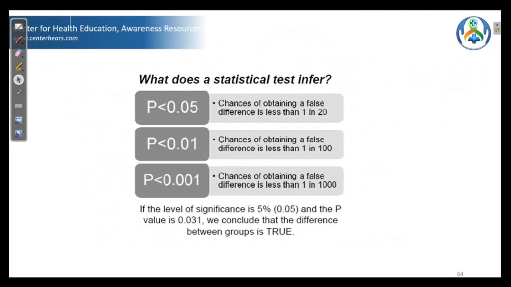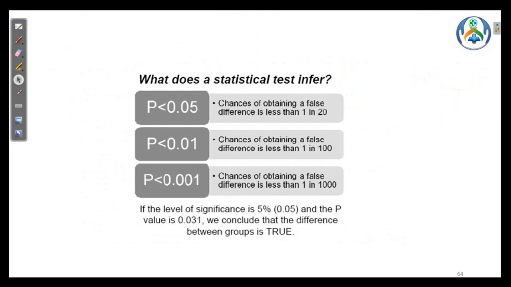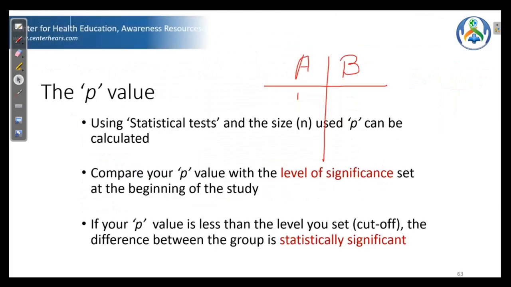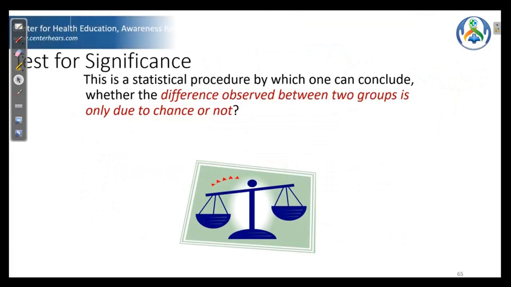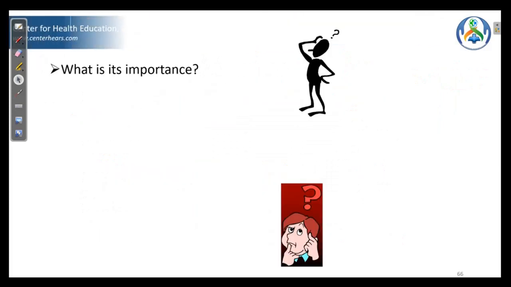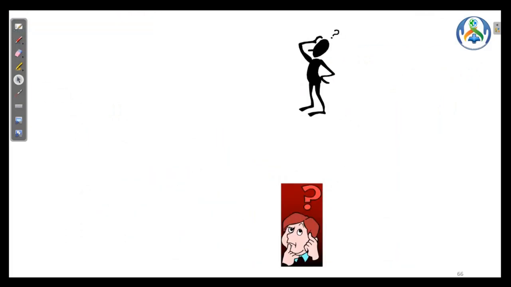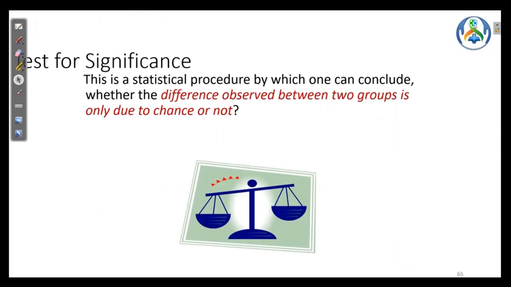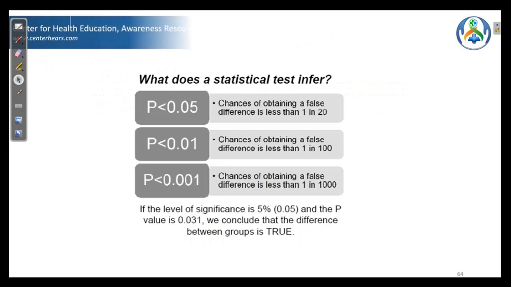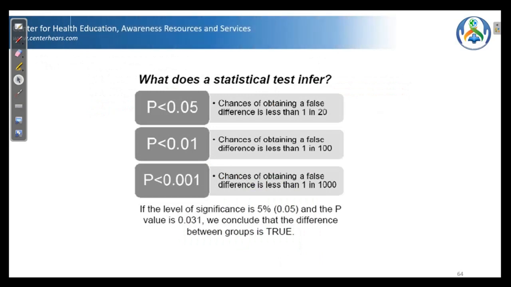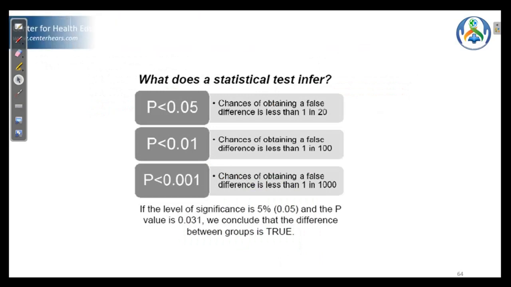Right now, p less than 0.05, p is a probability of occurrence of the hypothesis. Now hypothesis we will see, it will come later. So p is less than 0.05: the chance of obtaining a false difference is less than 1 in 20.